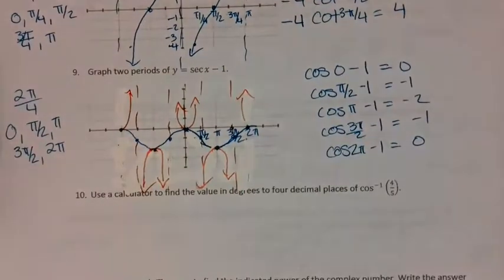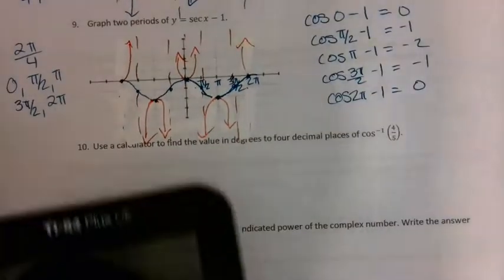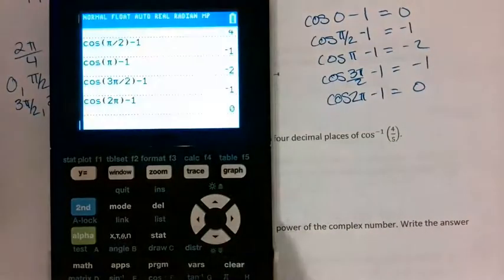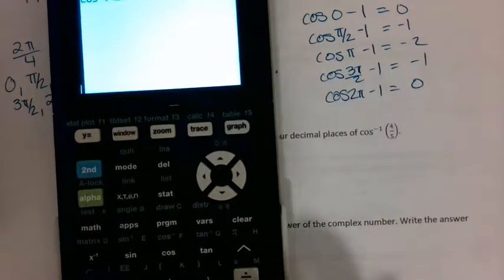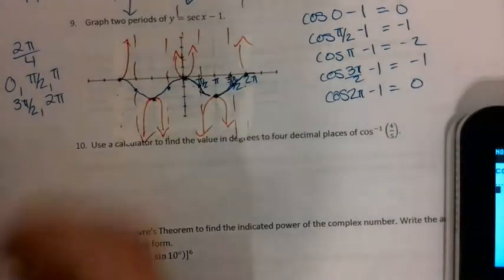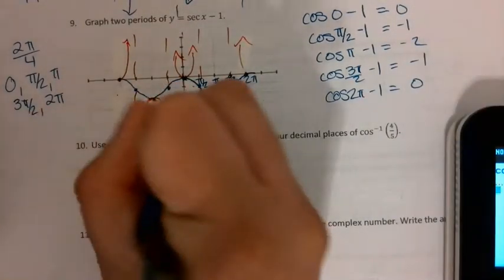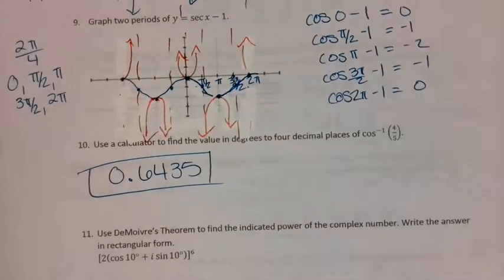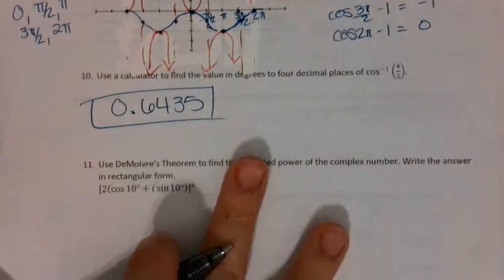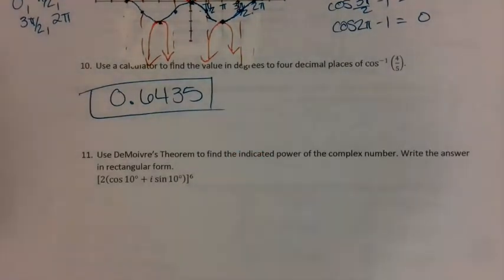Okay. Number 10 wants me to use a calculator to find the value in degrees of inverse cosine of 4/5. So to do that, I go second, press the cosine button, 4 divided by 5. It wants 4 decimal places, 0.6435. Okay. Number 11 wants me to use De Moivre's theorem to find the indicated power.